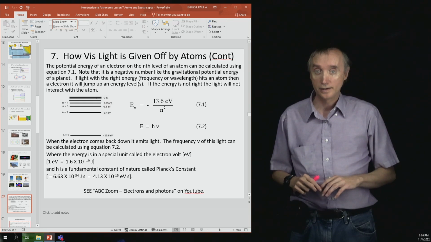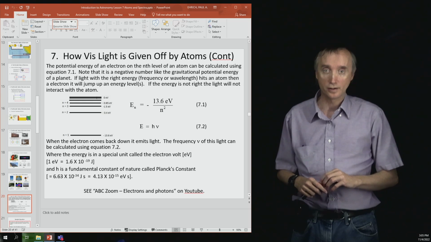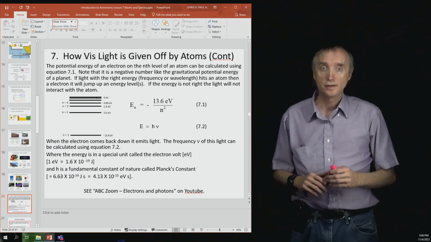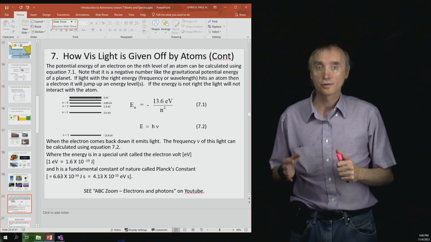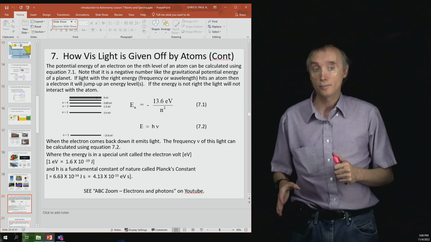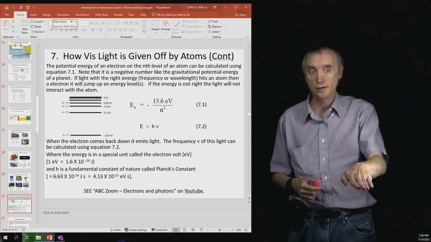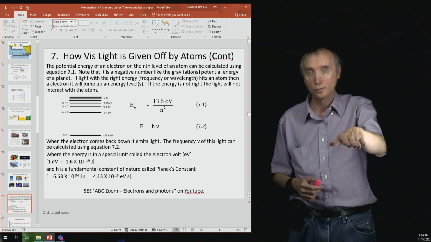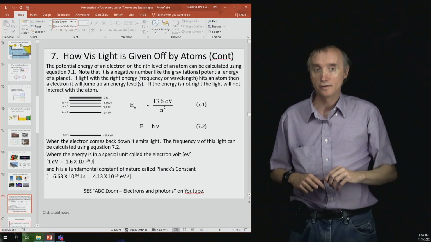Now the amount of energy is determined by that very first formula, which says that it's going to be equal to negative 13.6 divided by n squared, where n is the floor of the apartment building. So the first floor of the apartment building would be n equals 1, the second floor would be n equals 2, and so forth. So that's the n that's in that formula.